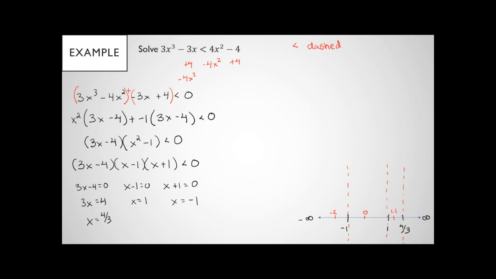Now I need to pick a number greater than 4/3. 4/3 is 1.3 repeating. I'm going to pick 2. So whenever possible, I pick whole numbers. So I've got to plug in 4 different numbers here to make my chart. And so I'm going to start writing down my factors here. I have 3x minus 4, x minus 1, and x plus 1.